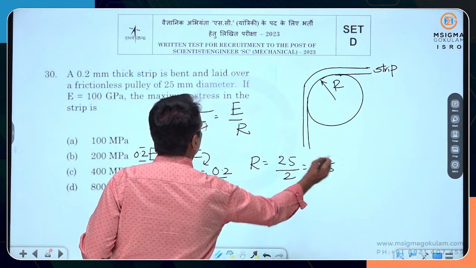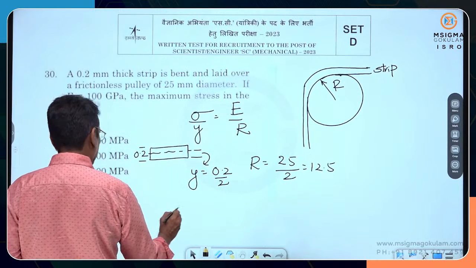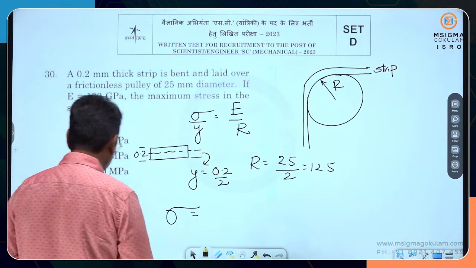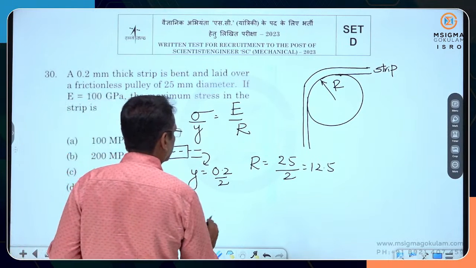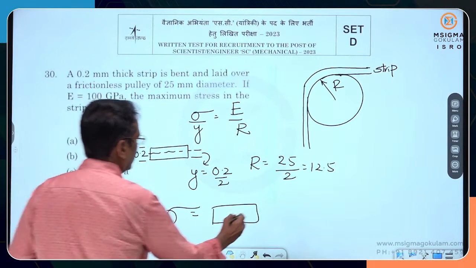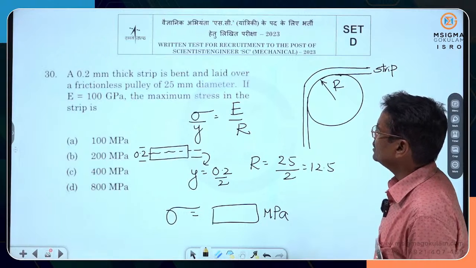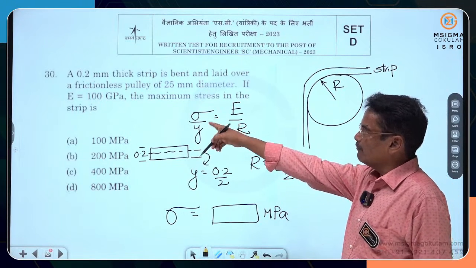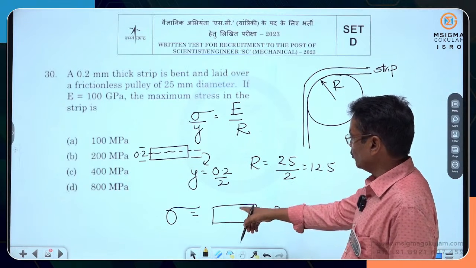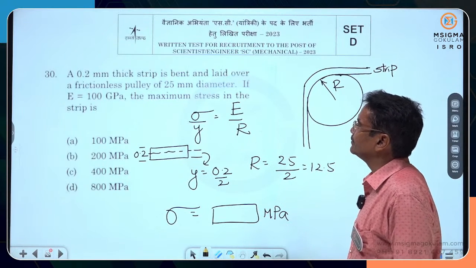E is given, so we can calculate the sigma, so many MPa. E is in gigapascal, no? We can convert it into megapascal. Giga is 10 power 9, and we can calculate the maximum stress.